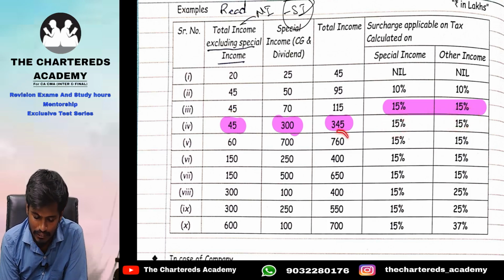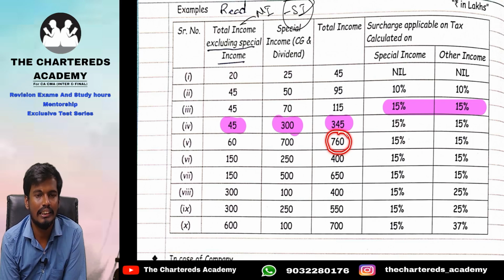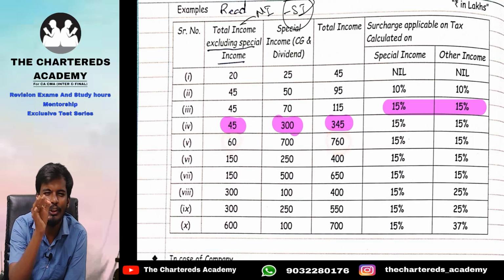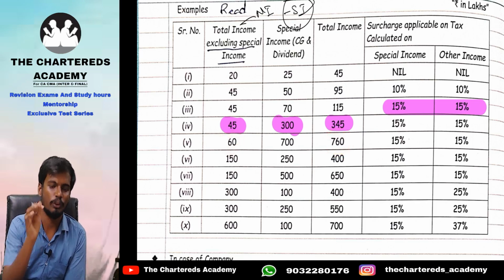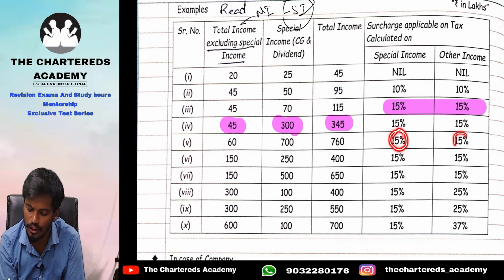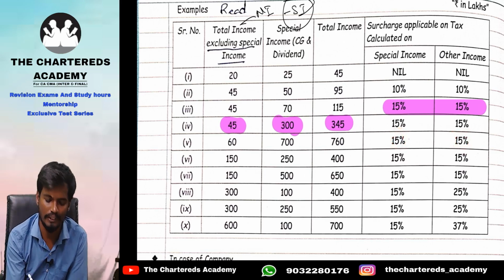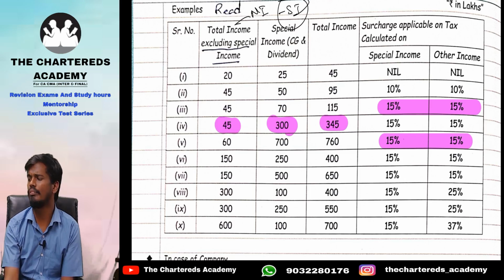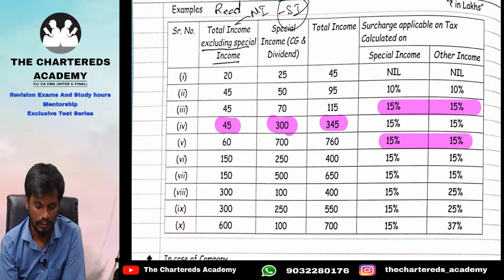Sir, your total income is 7 crores 60 lakhs. It is exceeding the 5 crores. But normal income itself is below the 2 crores. So you are charging only 15%, guys. Next.